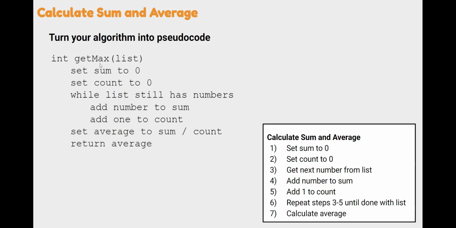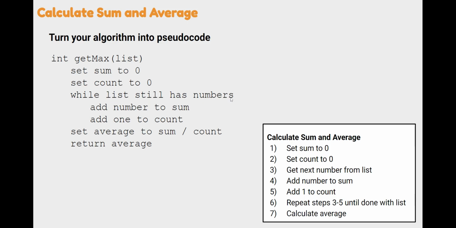We have our get average method. We are going to accept a list of numbers. We're going to return an integer, which will be the average of the numbers from the list. We need to keep track of two things, the sum as we go through, and we need to count how many numbers are in the loop. We need both of these to calculate the average.